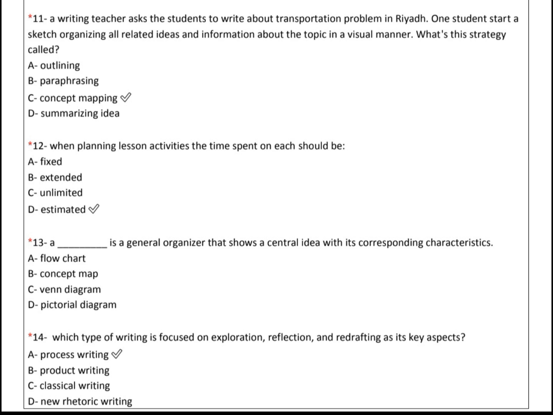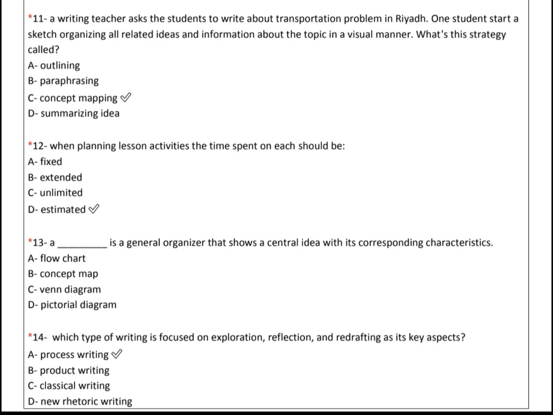12. When planning lesson activities, the time spent on each should be: A. Fixed. B. Extended. C. Unlimited. D. Estimated. 13. Is a general organizer that shows a central idea with its corresponding characteristics: A. Flowchart. B. Concept map. C. Venn diagram. D. Pictorial diagram.